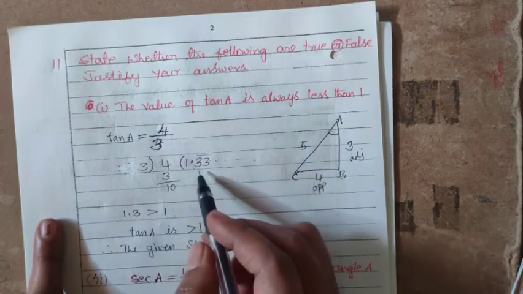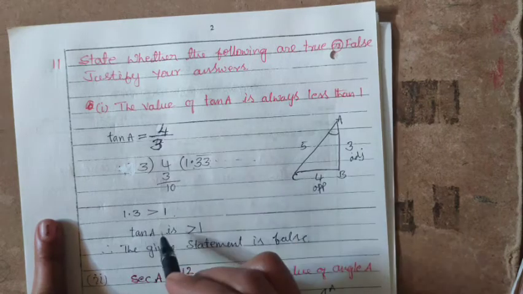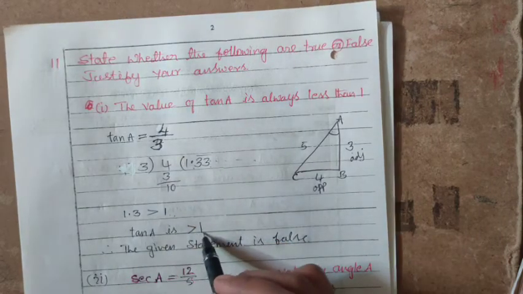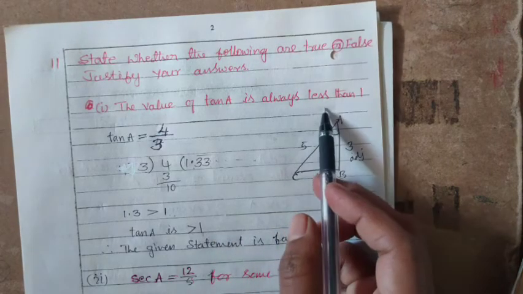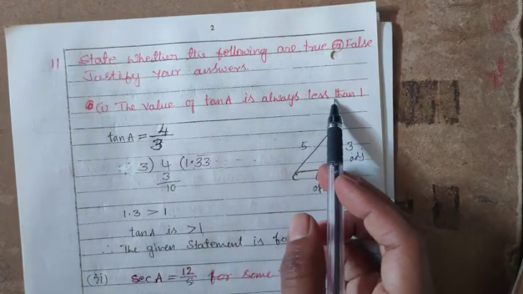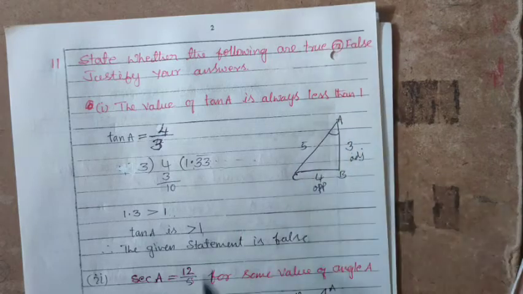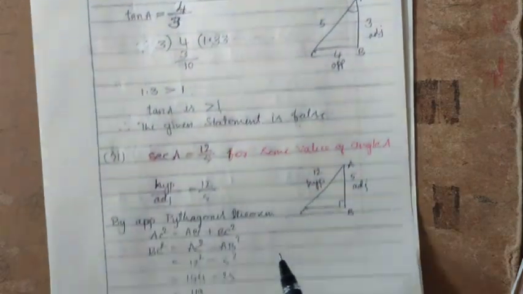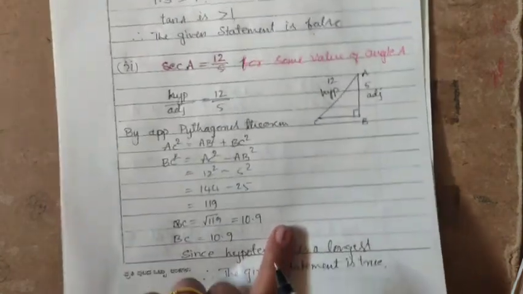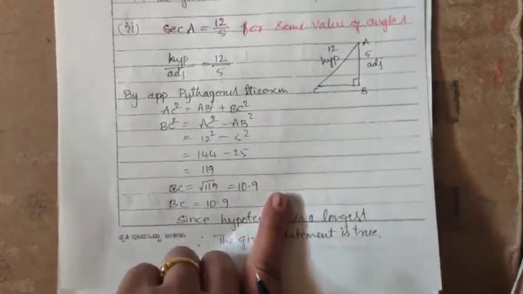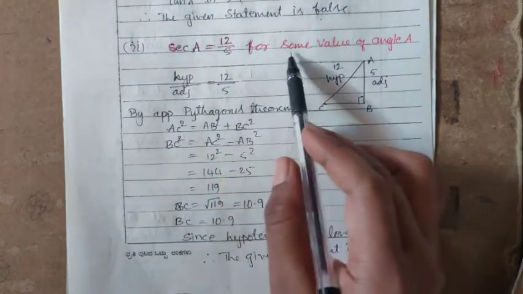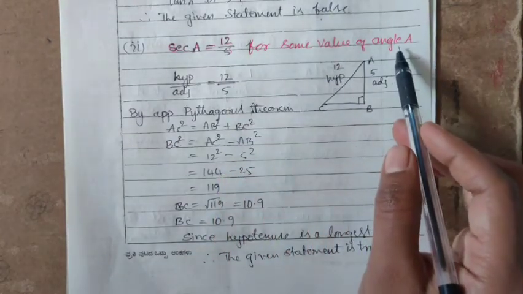Okay, so here 1.3 is greater than 1. So tan A is greater than 1. But our statement is that it is always less than 1. That's why our given statement is false. Now going to the second question. The second question is, sec A is equal to 12 by 5 for some value of angle A.